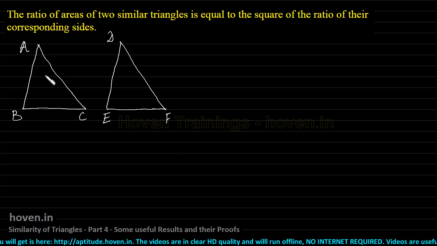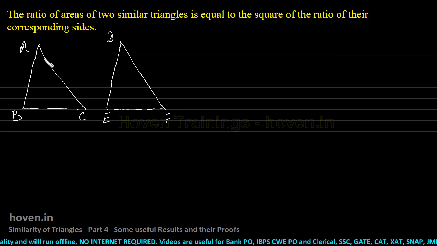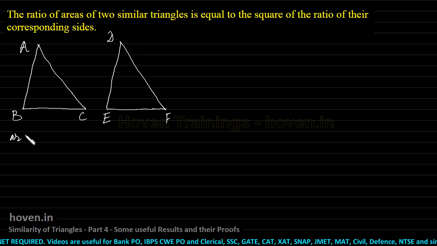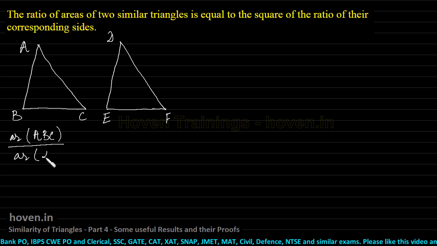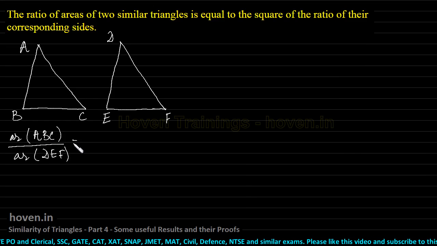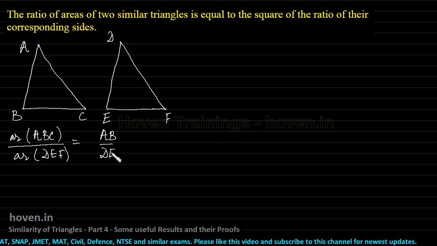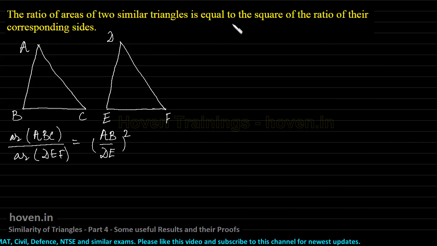Okay, the issue is the ratio of areas of two similar triangles is equal to the square of the ratio of their corresponding sides. So what he means to say is that we have to basically prove that the area of ABC divided by the area of DEF should be equal to AB by DE, the square of the ratio of their corresponding sides, AB by DE whole square.